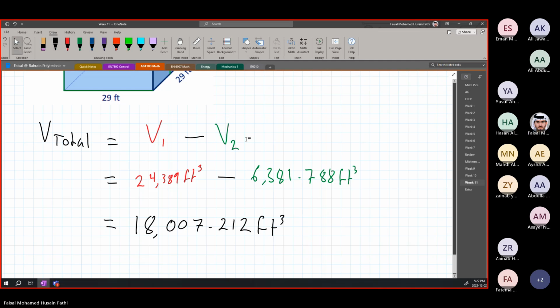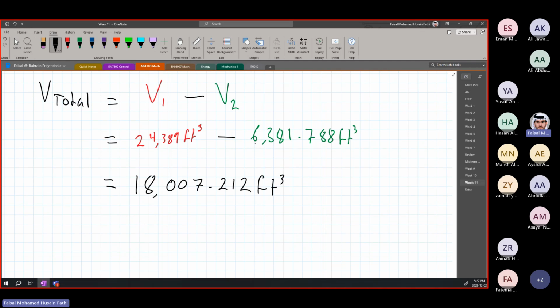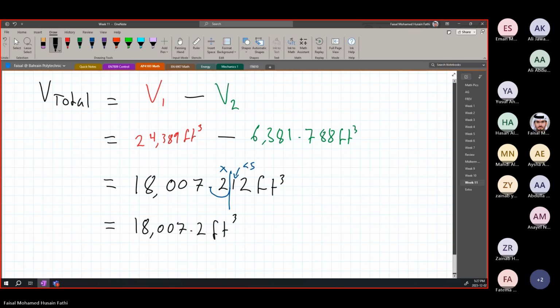Okay? This is going to be equal to, remember, the question says to one decimal place. This is one decimal place over here. We look at this number. This is less than 5. Because it's less than 5, we do nothing here. And then the final answer will be 18,007.2 feet cubed. All right? Any questions about this?